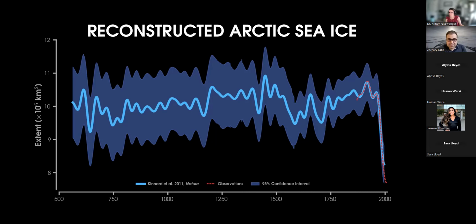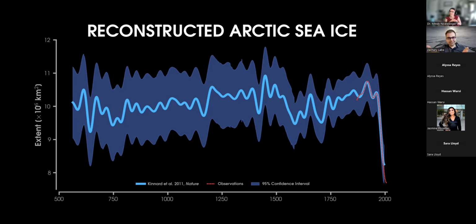And then on the right-hand side, you can see where we are today. And then the dashed red line is from satellite observations. So we can match and make sure that the methods we're using in paleoclimate match the satellite data. They do match, giving us confidence that we can trust this type of data.